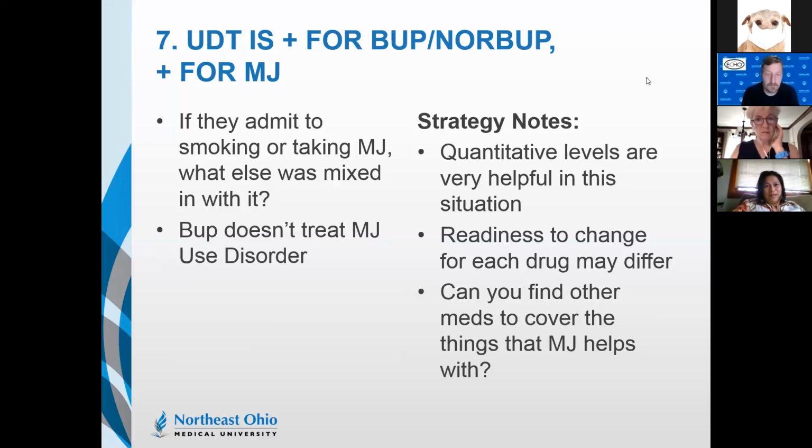Yes, you can see the metabolite, and they're taking marijuana. So remember, again, the reminder, buprenorphine is not a treatment for marijuana use disorder, so it's probably not surprising. And if they're admitting to smoking or taking marijuana, you might want to wonder, is there anything else that was mixed in it? That might help you find something else, if there's something else there. I try to get quantitative levels from the lab because marijuana sticks around for so long. So I want to know, is the marijuana level 750 or is the marijuana level 75? So that sort of helps me make some decisions.